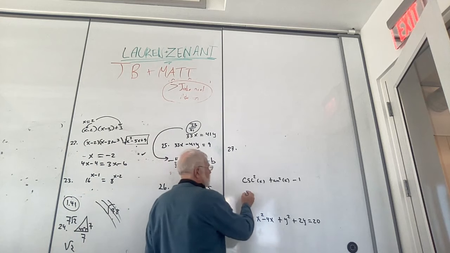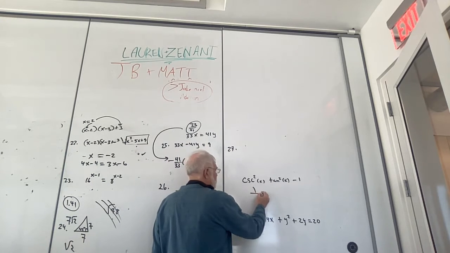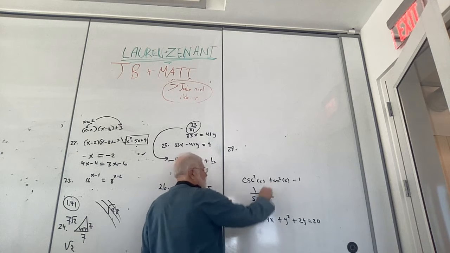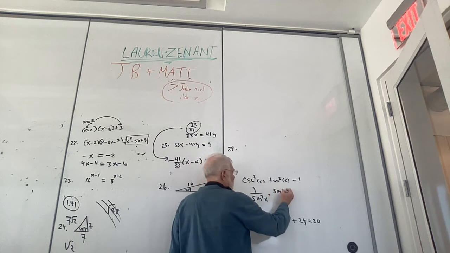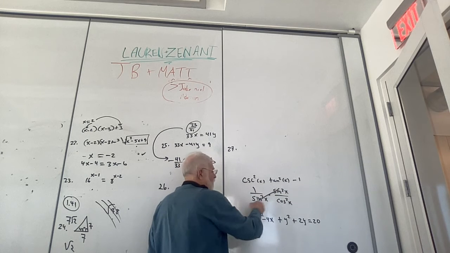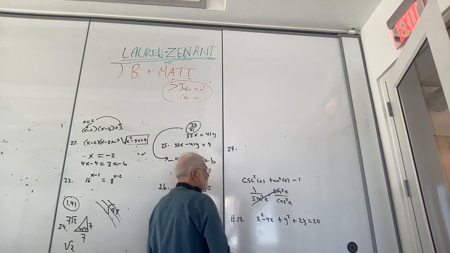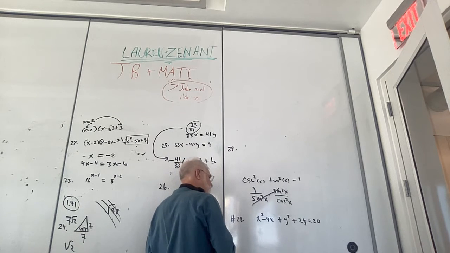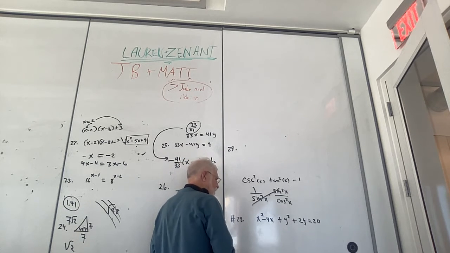Cosecant is the reciprocal of sine, so that's the same thing as 1 over sine squared x, times tan squared x is sine squared x over cosine squared x, which gives me 1 over cosine squared x. I should have done this. This is a kind of a simplification that's going to take this right out of the ballpark.